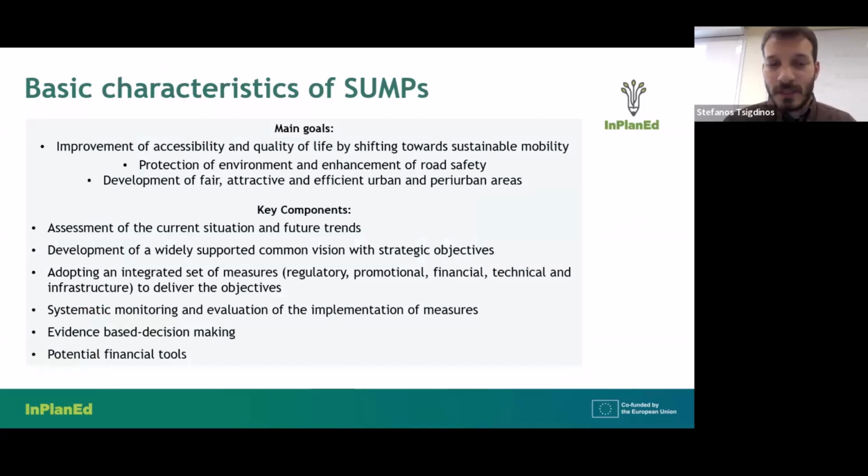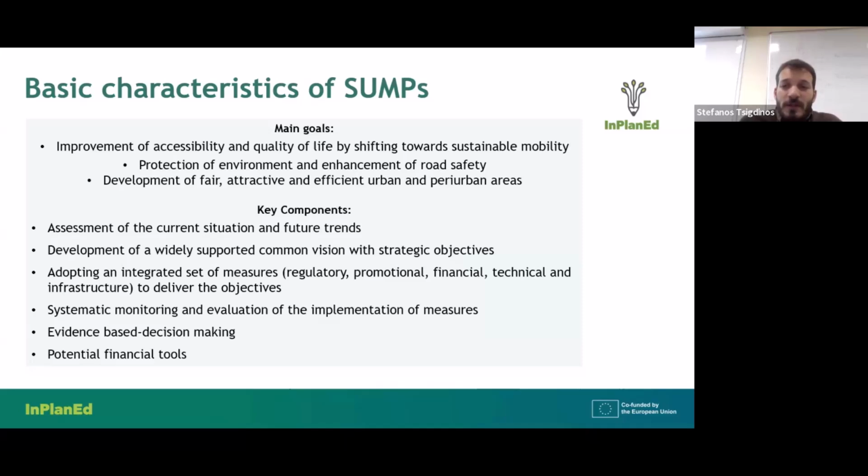The basic characteristics of a SUMP. The main goals: improve accessibility and quality of life, as we said, and protect the environment. Of course, we have the word sustainable in it, so we have to be environmentally friendly. We promote road safety. We develop a fair, attractive, and efficient urban realm and also peri-urban realm, because SUMPs are not limited to very dense urban areas. They can also address different kinds of needs outside them or at the periphery.